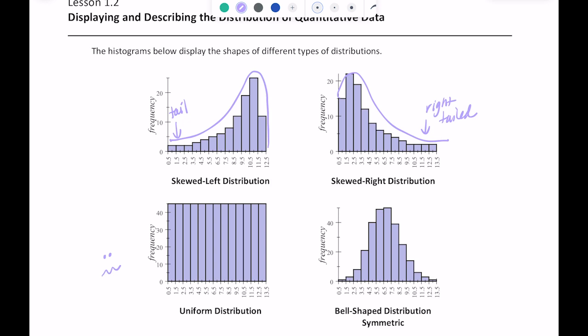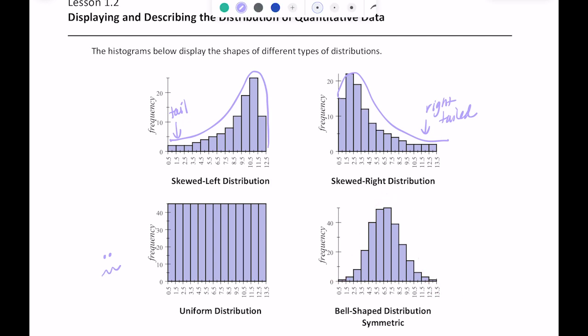And then the fourth type is a bell-shaped distribution. It's also symmetric, so if we fold it down the center, both sides are equal. Again, you're dealing with a textbook perfect picture. In the real world, the normal or bell-shaped distribution doesn't look perfect on both sides. It will represent a bell, but it may not be a perfect bell, okay?